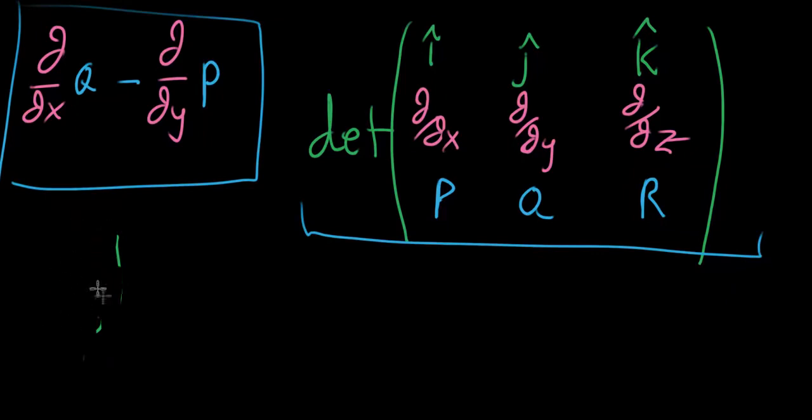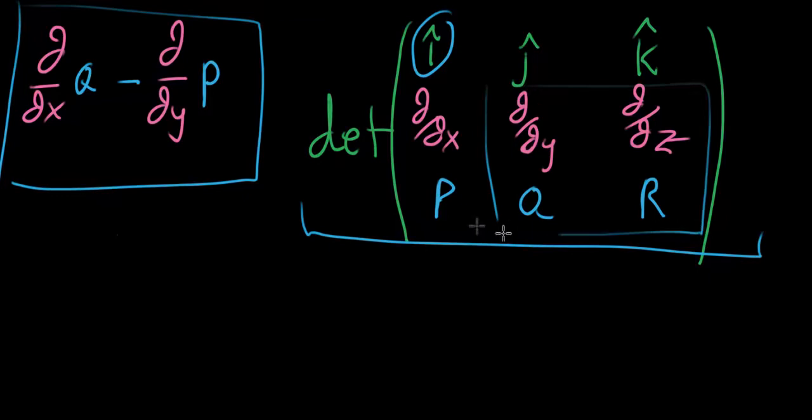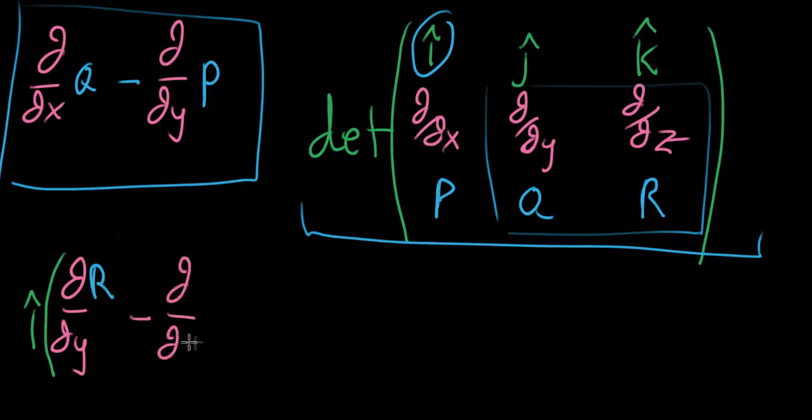If you're computing the determinant of the matrix pictured in the upper right, you start by taking the upper left component and multiplying it by the determinant of the submatrix whose rows are not the row of i and whose columns are not the column of i. So we take that unit vector i and multiply it by a certain little determinant. This subdeterminant involves multiplying partial y by r, which means taking the partial derivative with respect to y of the multivariable function r, and then subtracting off the partial derivative with respect to z of the multivariable function q. So that's the first thing that we do.